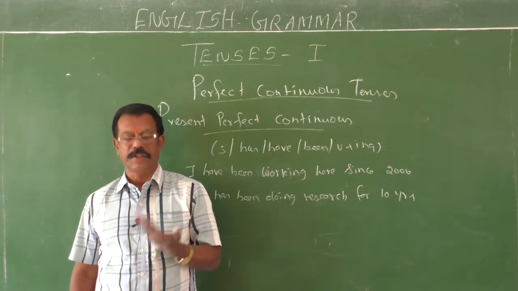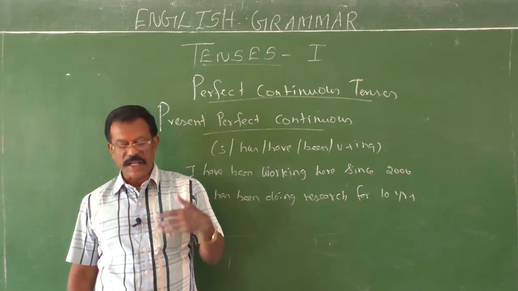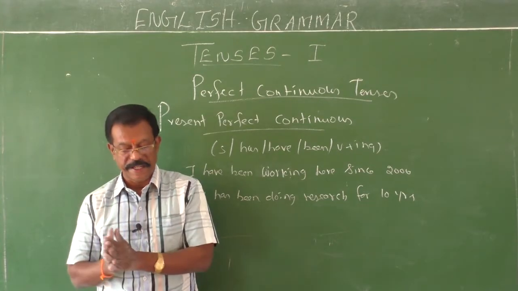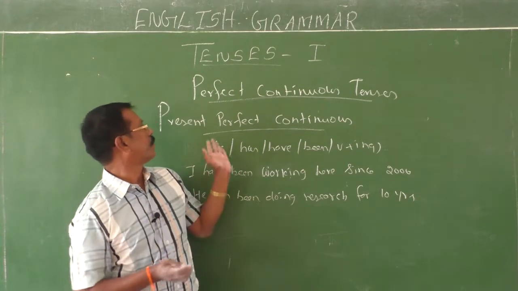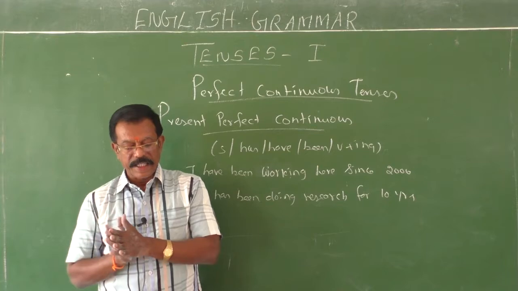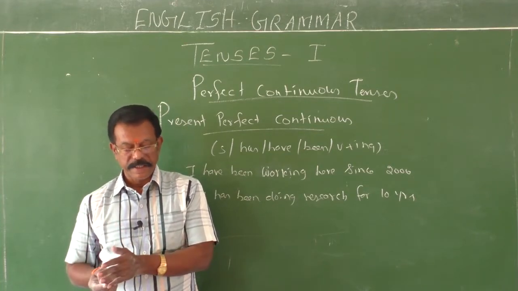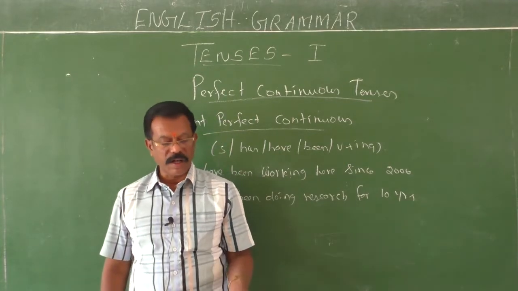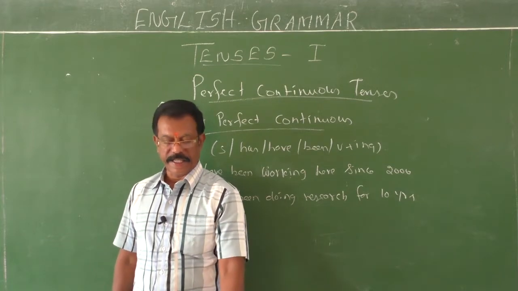Okay. So this present perfect continuous tense is used to refer to an action that started in the past and still continues, not yet finished. The keywords associated with this tense are since, lately, for, whole day, whole week, whole month, whole year, like that. Okay.